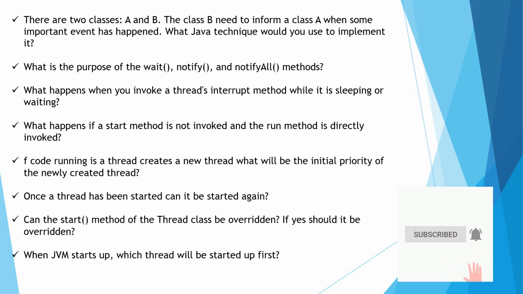What happens if the start method is not invoked and the run method is directly invoked? Now you know, right? A new state. That new state will only become active when the start method is called. If we do not call the start method on a newly created thread, the thread is not considered to be alive, as I told you in the previous slide. If the start method is not invoked and the run method is directly called on a thread instance, the code inside the run method will not run in a separate new thread, but will run in the existing thread. This is a very important question.